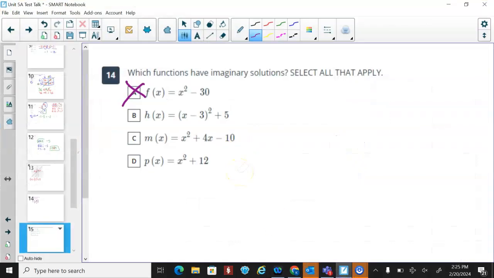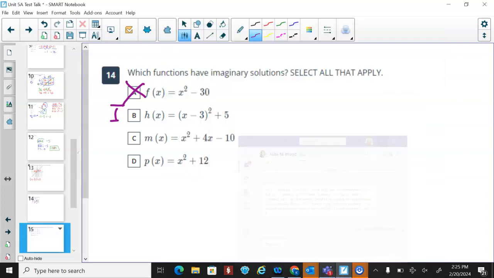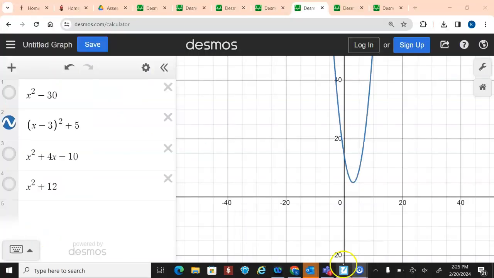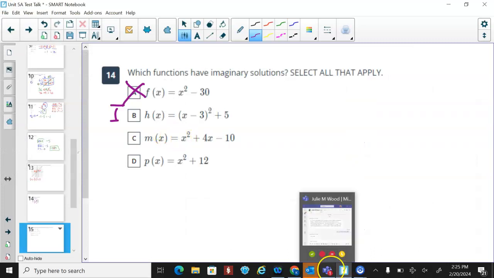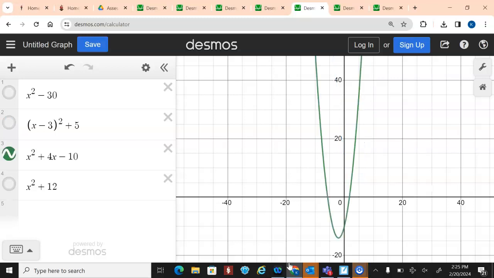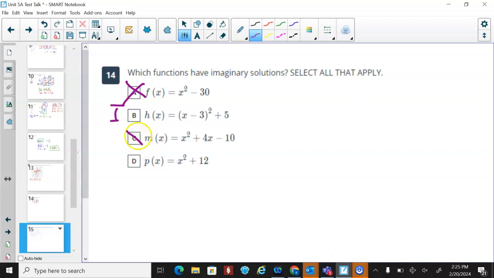I'm still going to have to solve it. So this second function right here, I know this is imaginary. The next function, if I undo this and I put this one in, has real solutions. It's crossing the x-axis at 2 points right here. So again, that's not an imaginary function. So this is a no-no.